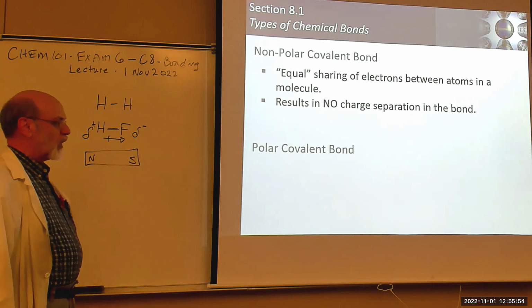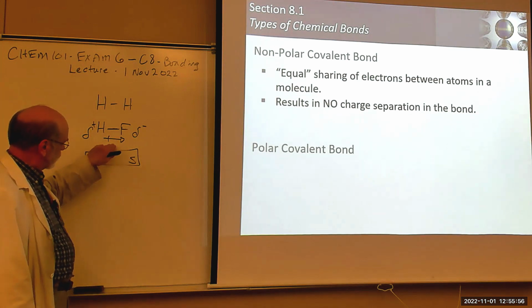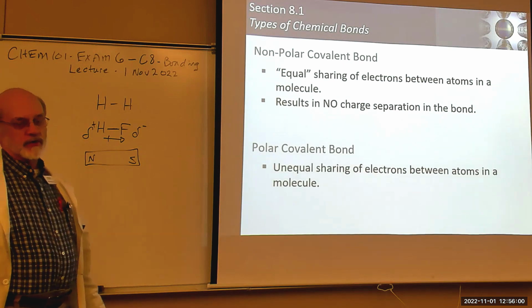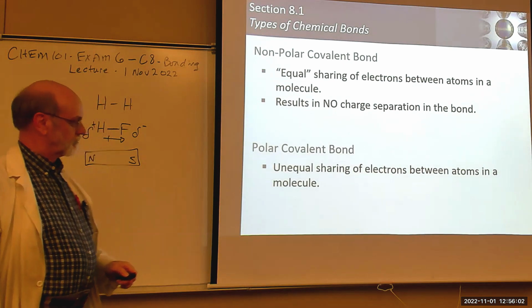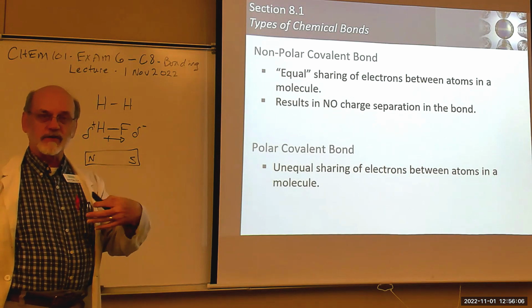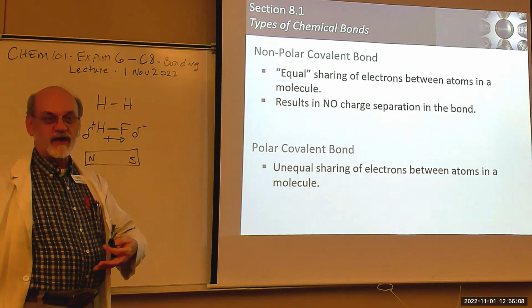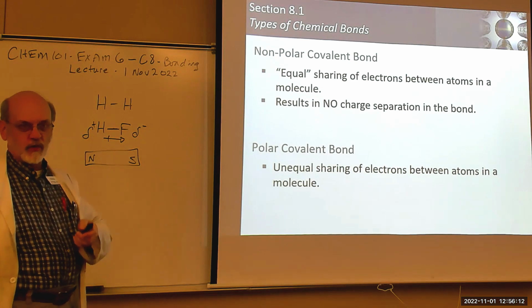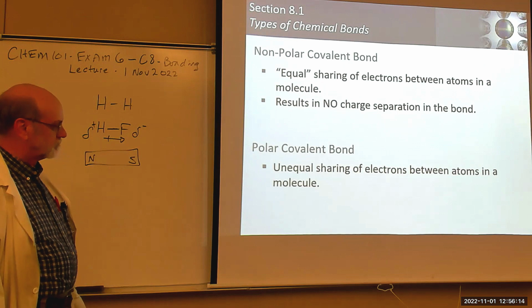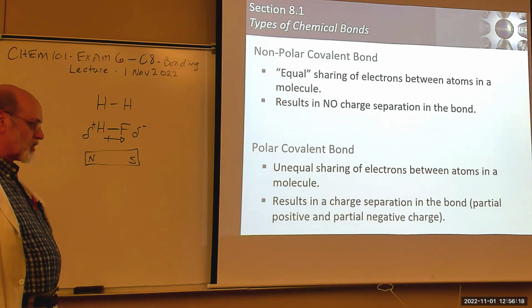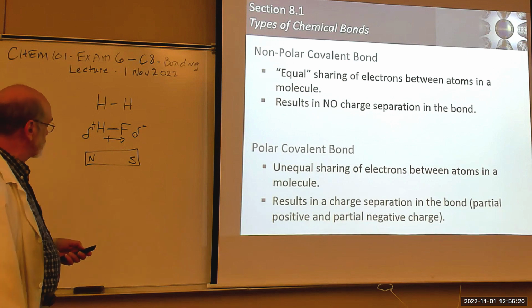Okay. Polar covalent bonds, on the other hand, are like this one. We have an unequal sharing of electrons. It's not so much that you break the covalent character of the bond and form an ionic bond, but it is enough that you shift the density toward one atom or the other. And this charge separation gives you a slightly positive or negative charge.